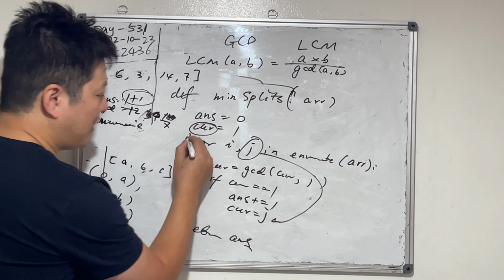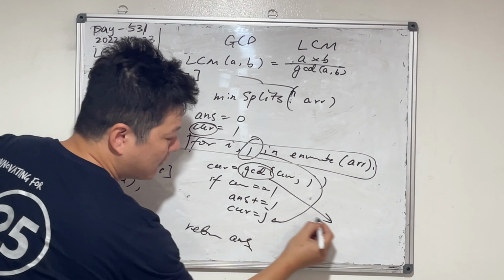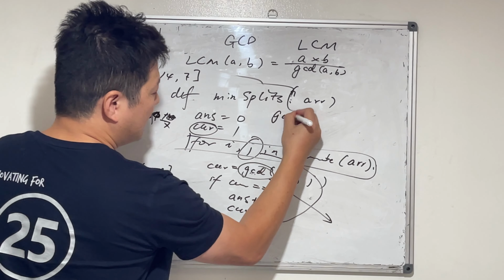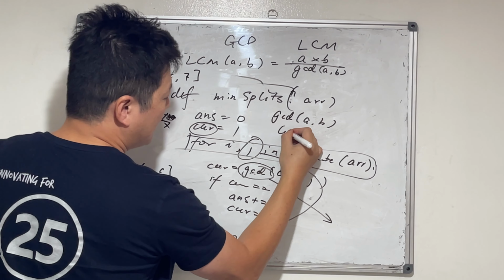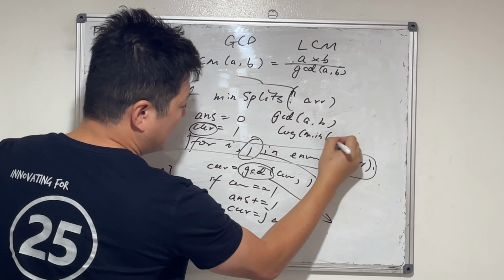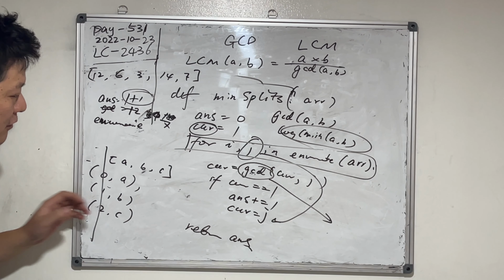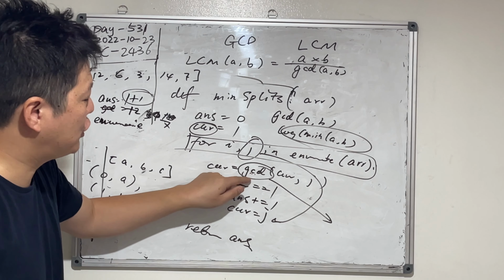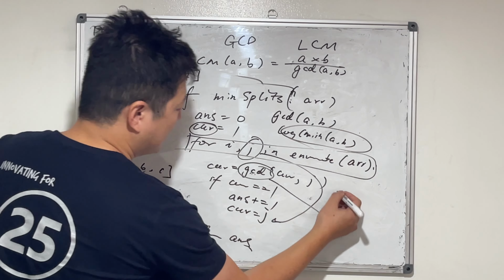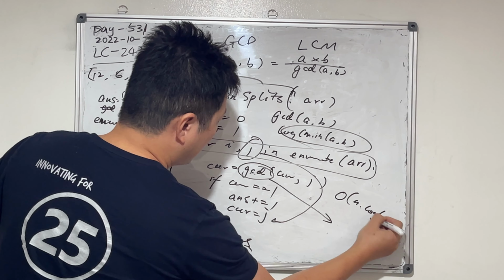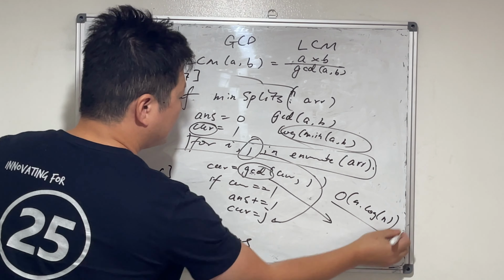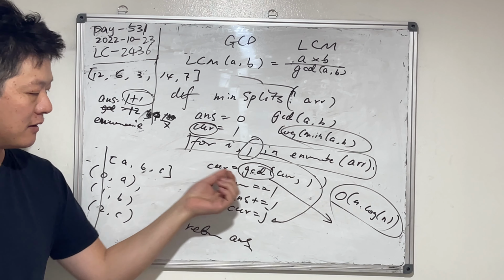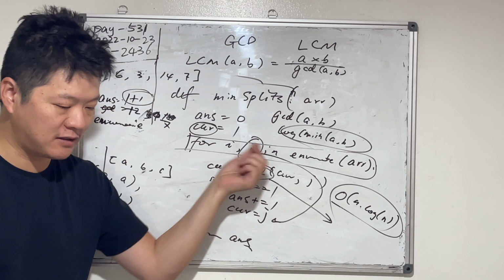What's the time complexity? That's a good guess. This is O(n) obviously, but here we have GCD. The complexity of GCD of a and b is log of the minimum of a and b. So we have to take that into consideration: O(n) times GCD, at least O(n) times log n. This is the upper bound, okay? In practice, the time complexity is very fast, okay?